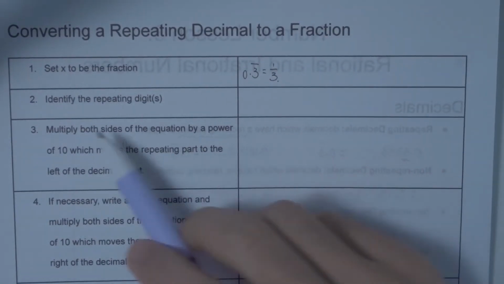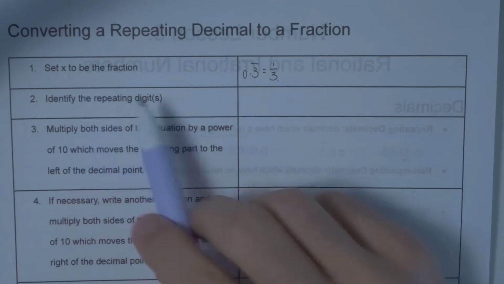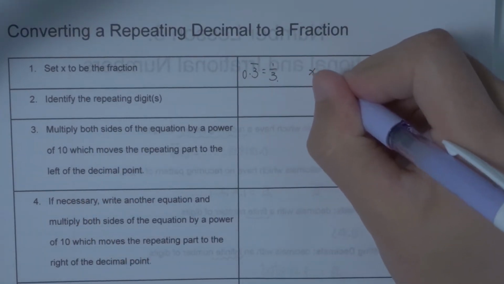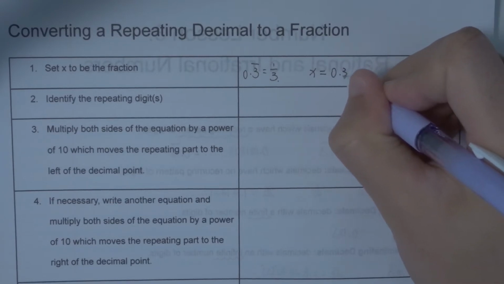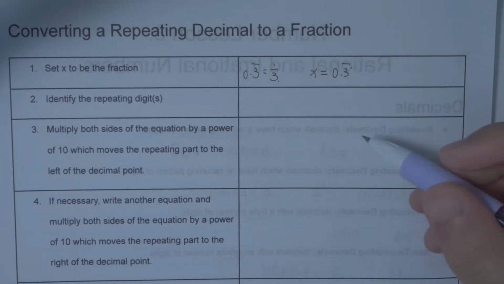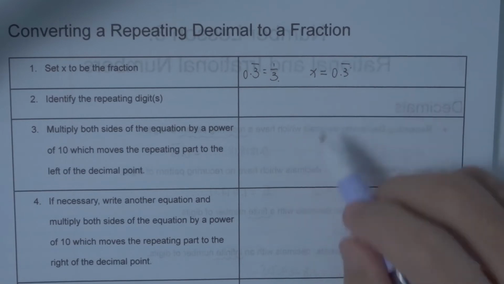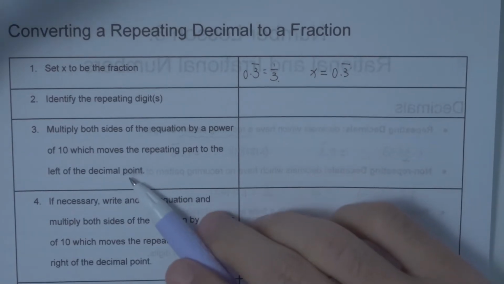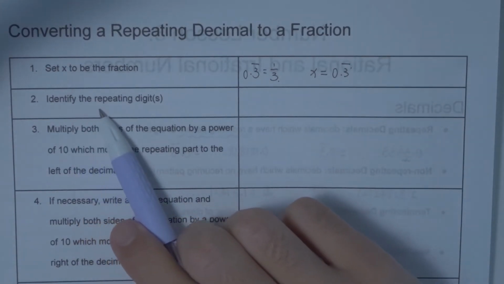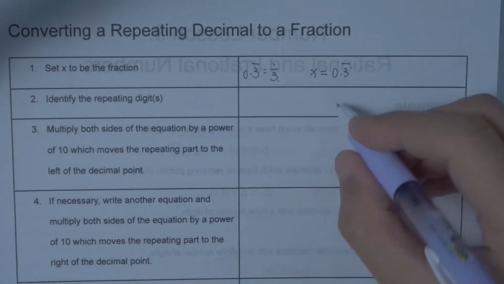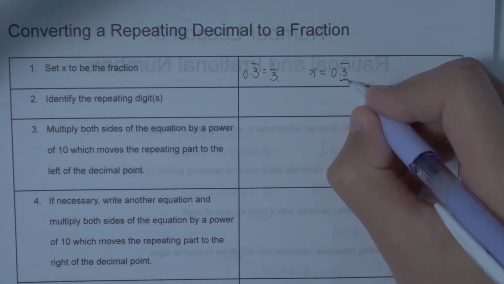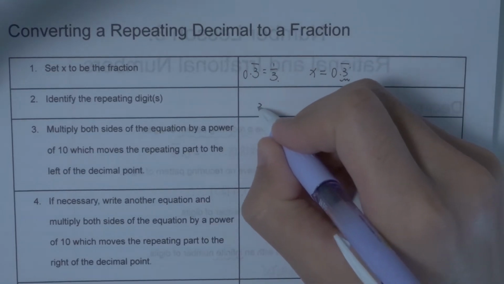The first step is to set x to be the fraction. So x equals 0.3 repeating, and we can write this equation. Next, identify the repeating digit or digits. For this one, there's only one digit repeating, so it's 3.